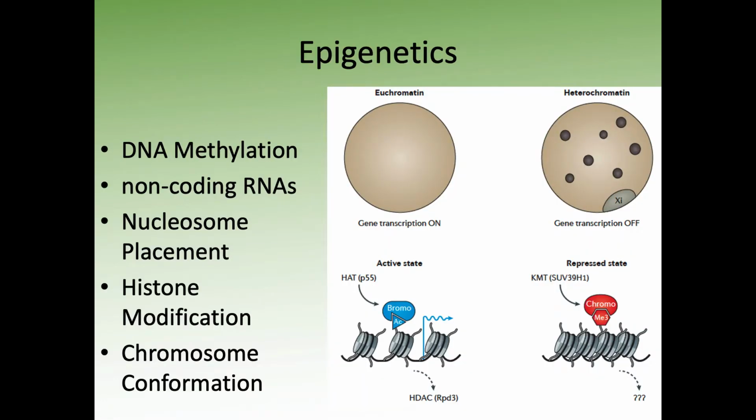When we talk about how we investigate epigenetics, basically we've got about 5 different ways that I'm going to be talking about today. We're going to be talking about DNA methylation, the role of non-coding RNAs, nucleosome placement, histone modification, and chromosome conformation.